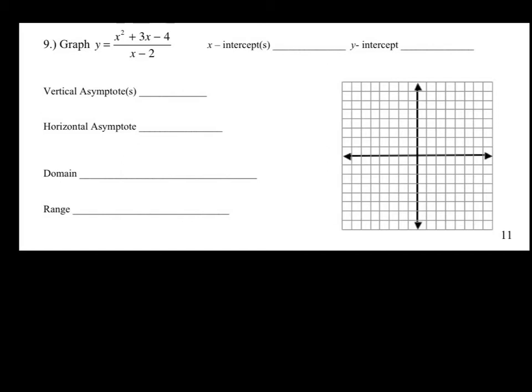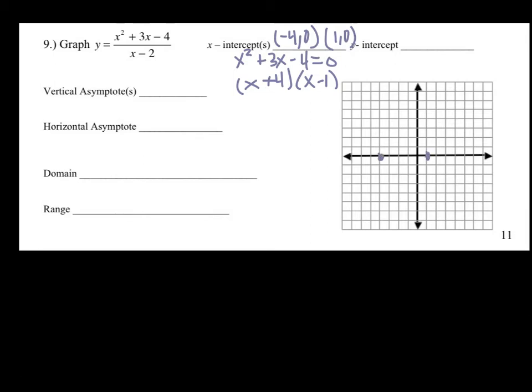So again, x-intercepts. We are going to solve for our numerator equaling 0. So we're going to say x squared plus 3x minus 4 equals 0. So I would factor that. x plus 4 and x minus 1. So my x-intercepts will be -4, 0, and 1, 0. So 1, 2, 3, 4, -4, and +1.